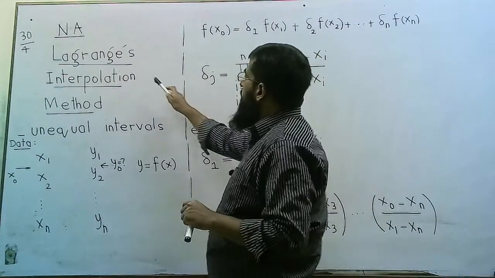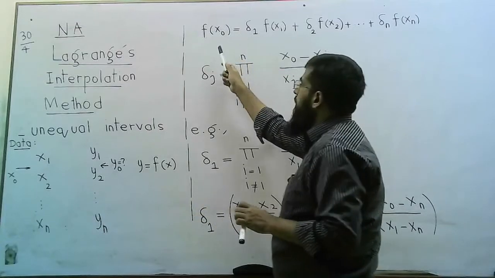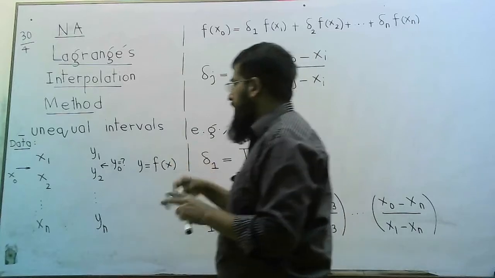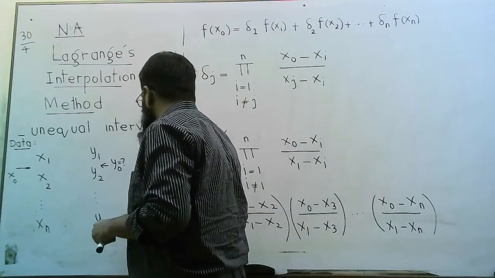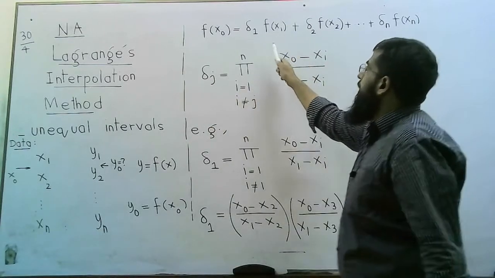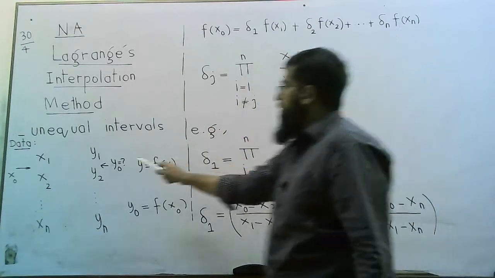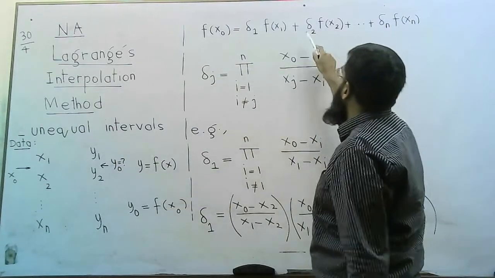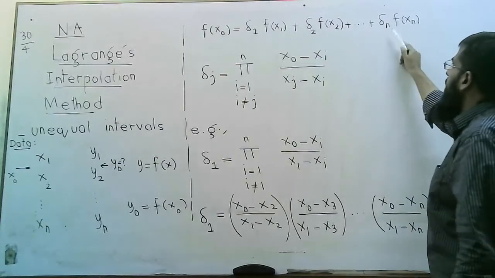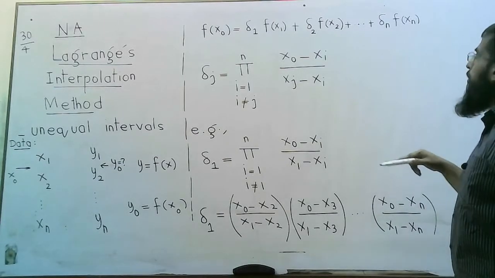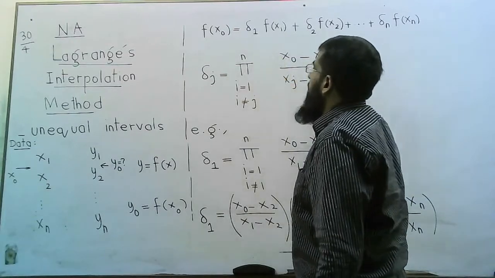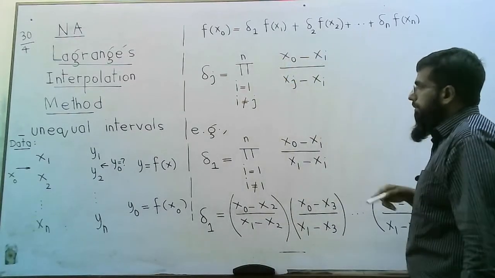Right. Lagrange's interpolation method says that for this x naught, f of x naught or y naught can be computed as del 1 times f of x1, where y1 is f of x1, plus del 2 times f of x2, where y2 is f of x2, and so on up to del n times f of xn. How do we calculate these values for del 1, del 2, del 3? How do we calculate these dels?